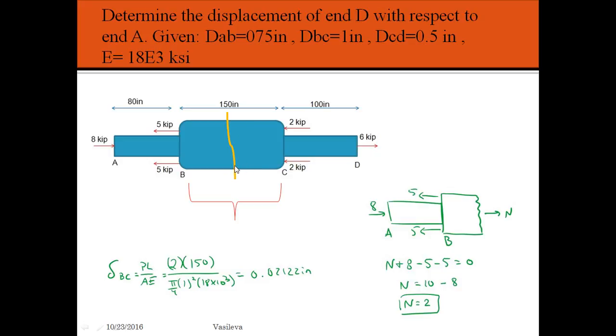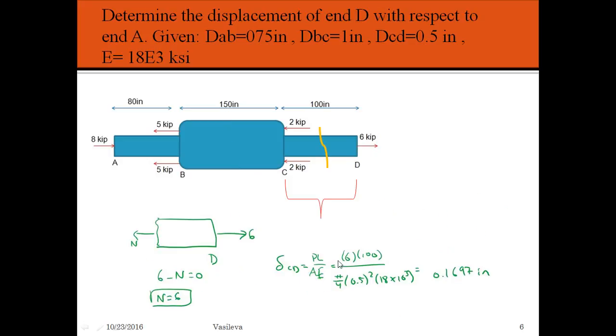Then I do the exact same thing for section BC. I cut it, I look at everything to the left, I do sum of the forces in the x direction, and I end up with N equals 2 kips. I plug that 2 kips into here, and I end up with 0.02122 inches.